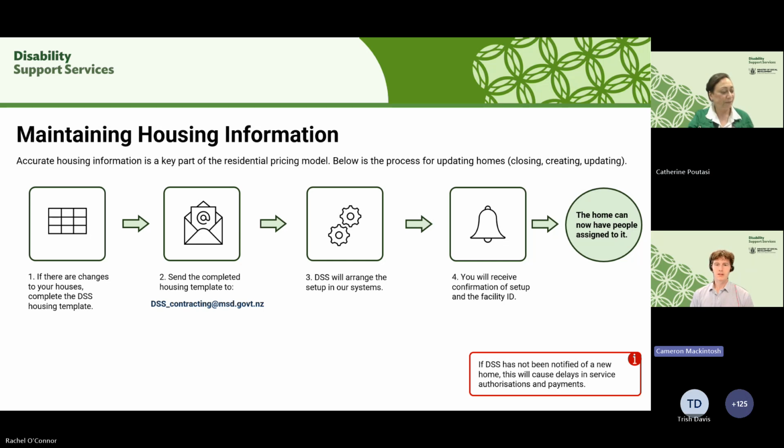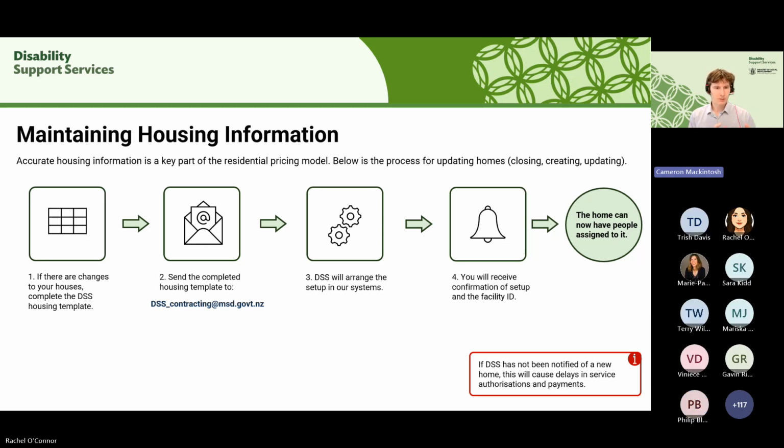Awesome. So now we're going to go into more of the operational side of things, I guess. So this is around maintaining housing information. As you're all aware, having accurate housing information is a really key part of this new residential pricing model. And so we're really keen to keep the list of facilities and the information about it as up to date as possible. So the process for that looks like this. If there are changes to your houses, you would complete the DSS housing template. It's on the next slide and we'll show that in a little bit, but for now, bear with.